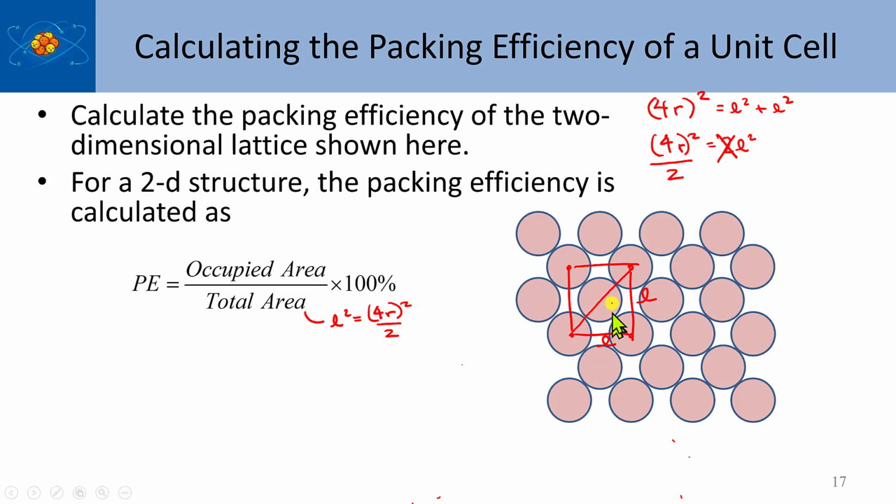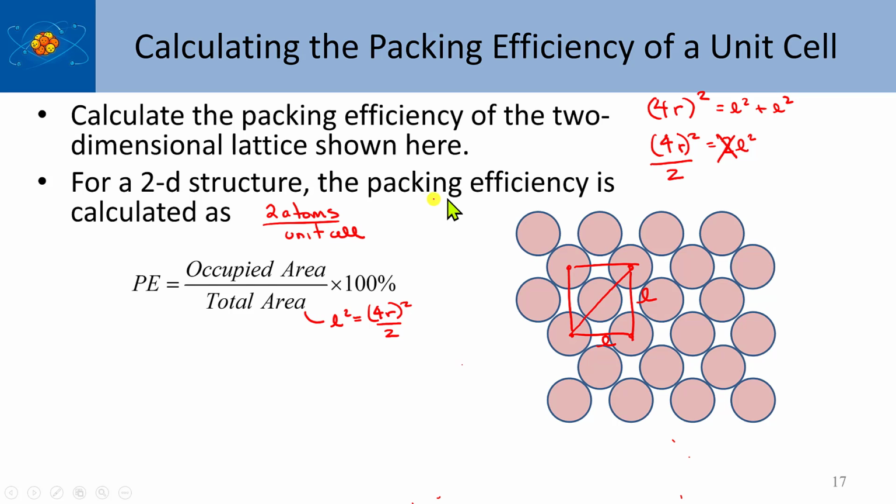Now the question is, what area is occupied by circles? Well, you can kind of see there's a whole circle here, and these each represent quarters of a circle, and there's 4 corners on a square, so there's actually 2 circles per unit cell. So I have 2, and we'll call them atoms, not really atoms, but we'll call them 2 atoms per unit cell.